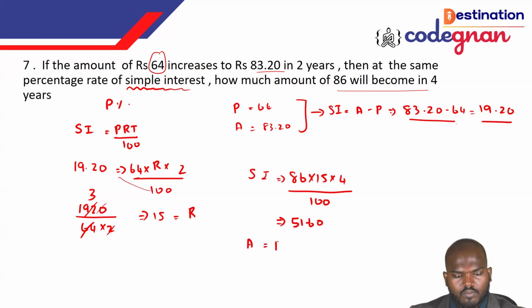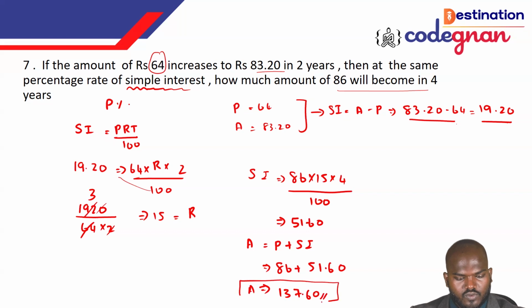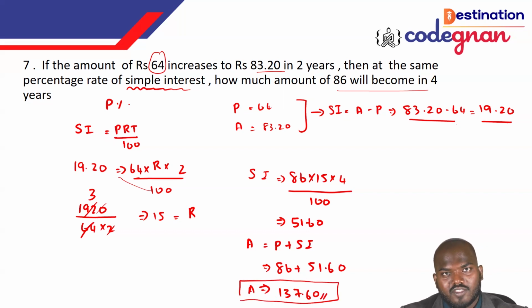Amount is equal to principal plus SI. The principal I already have, that is 86 plus 51.60, which will give you the answer 137.60. That is the final answer we will get in this question. Hope you are clear on this question. Everyone clear? You see this? It looks like a compound interest question, but we are solving the simple interest again. This is how they will give it to you in the questions.